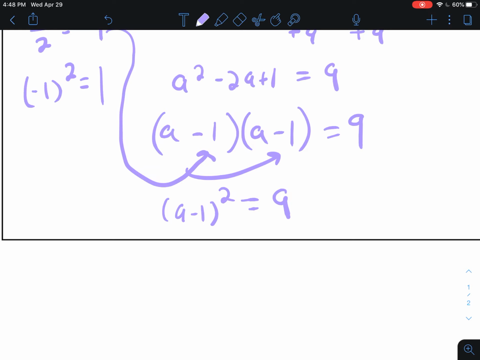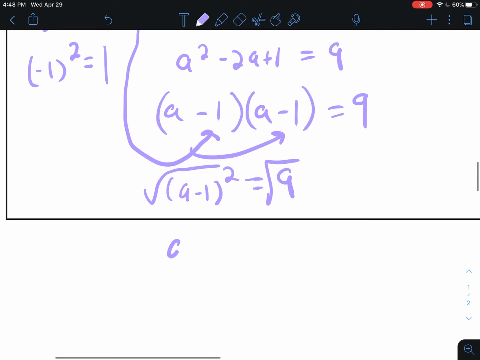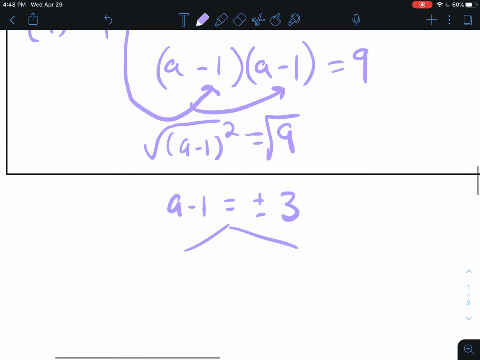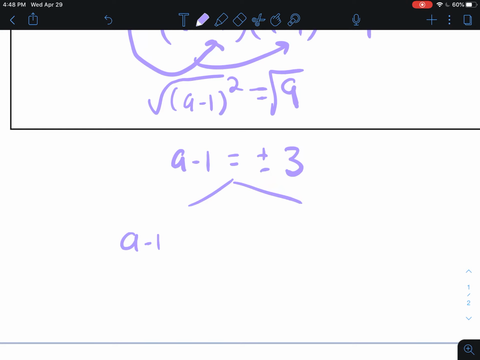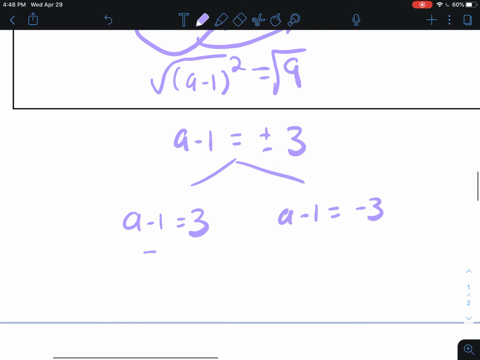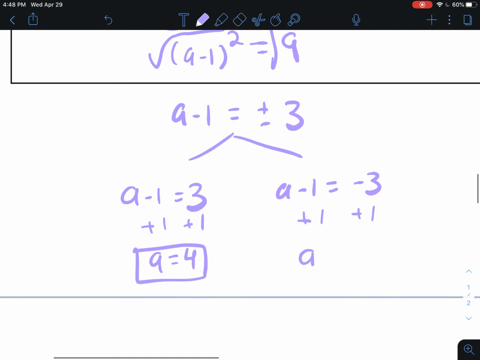And now you can see that it looks like one of our previous problems, where we can square root both sides. We get a minus 1 is equal to plus or minus 3. Split it into its two cases. A minus 1 equals positive 3. A minus 1 equals negative 3. Add 1 to both sides. A is equal to 4. Add 1 to both sides on the other one, and we get a is equal to negative 2. And that is how you do the completing the square method.